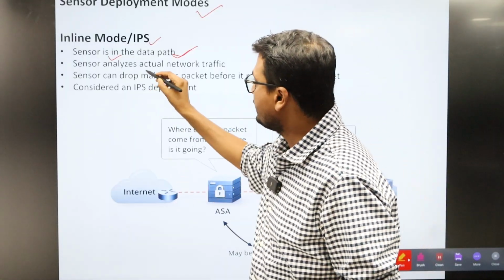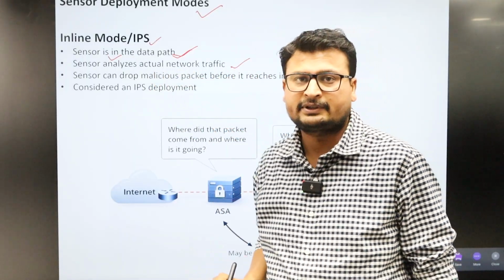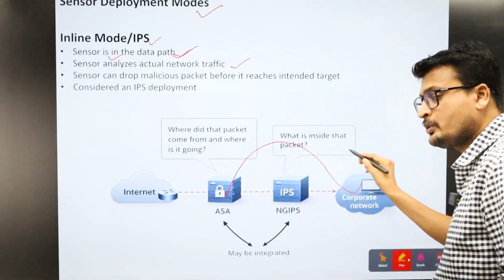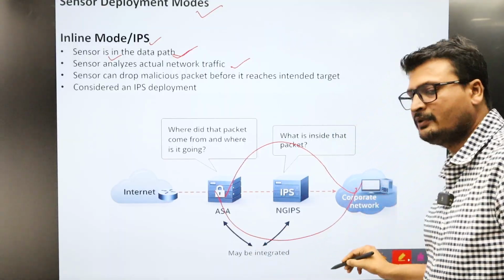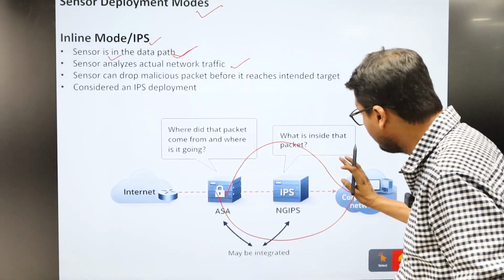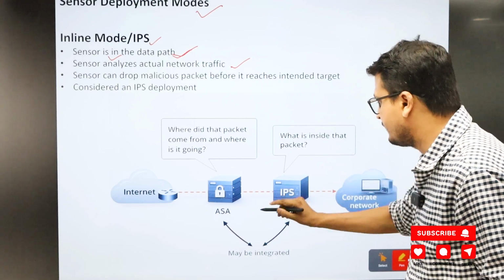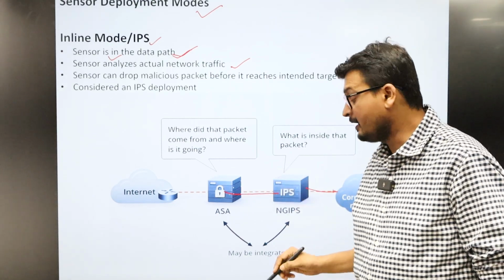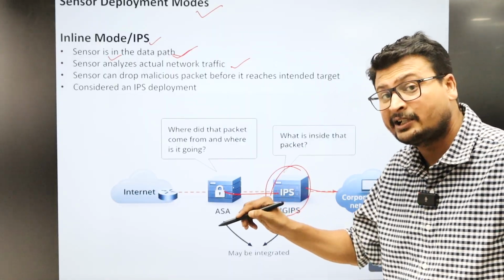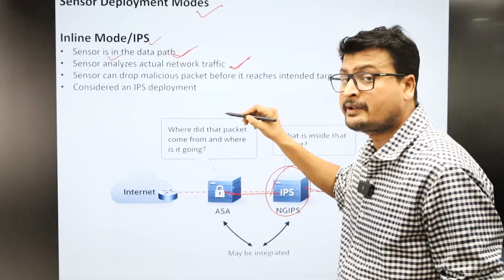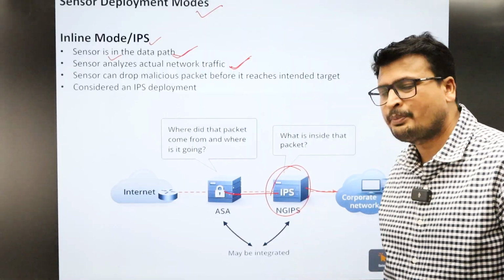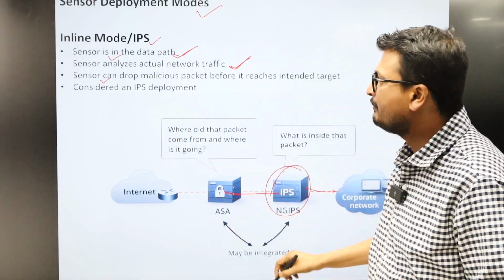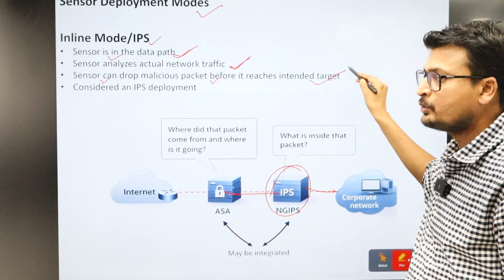Now, the sensor analyzes actual network traffic. Listen here carefully. Is there any other way that data can reach your corporate network? No, we don't have any other way. There is only one way that your data can pass, and that is through IPS. That's how your network is designed. That's why we say IPS is deployed in the data path, right? Actual traffic is being analyzed. There is no copy of packets. It's actual traffic. Now, the sensor can drop malicious packets before they reach the intended target.